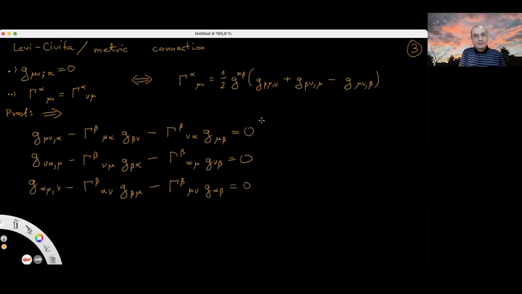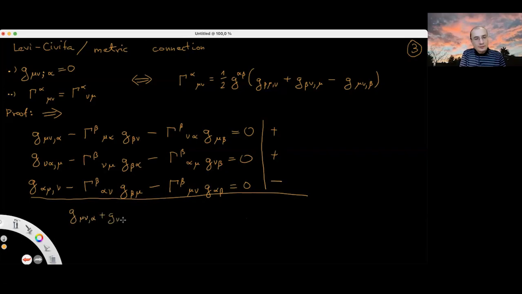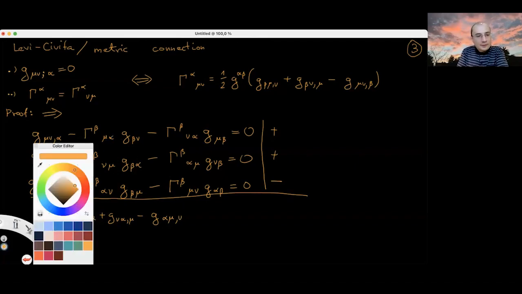And now here's the trick. We take these equations and add this one to this one, but subtract also that one. And you will see what will happen. So on the left-hand side, we get g mu mu alpha plus g mu alpha mu minus g alpha mu mu. I mean, all these three equations are true because they're the same equations, just written in slightly different language. And now let's also take some colors.